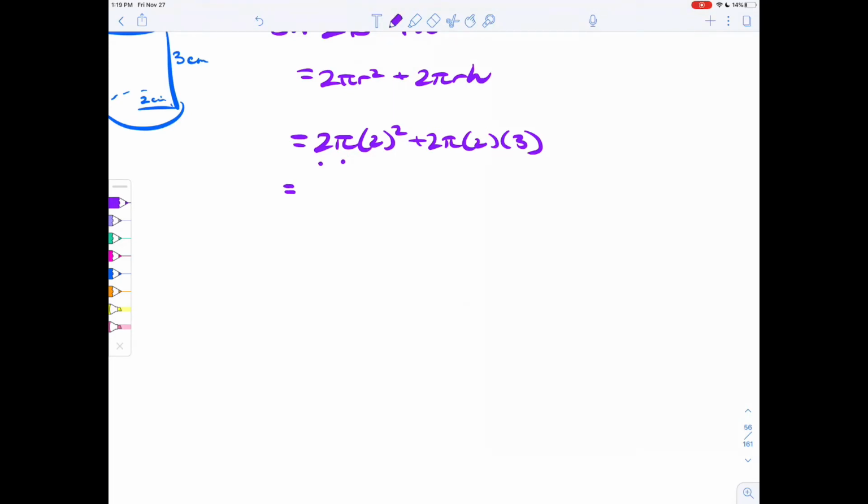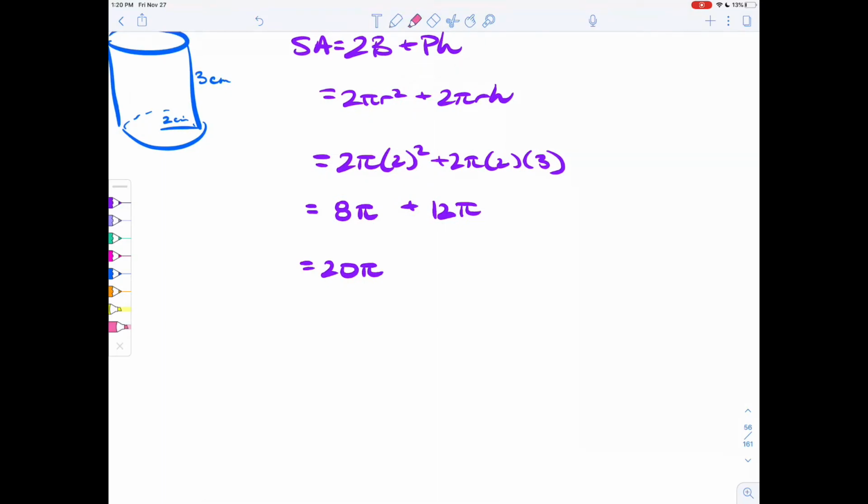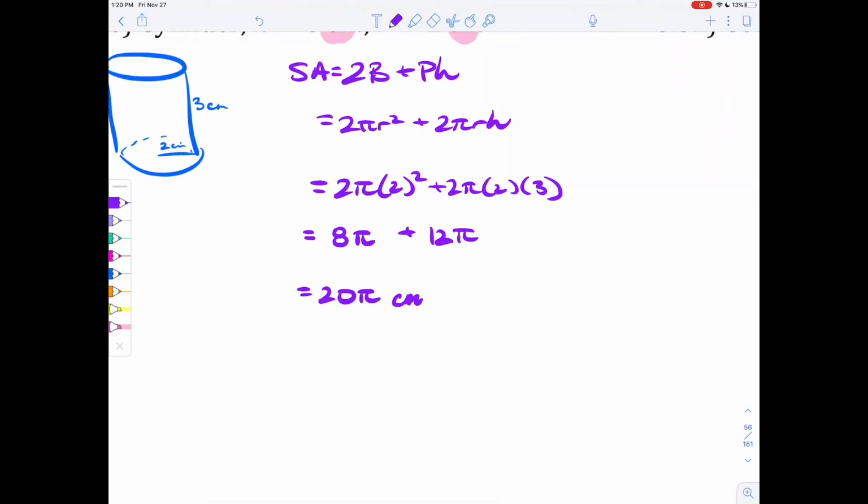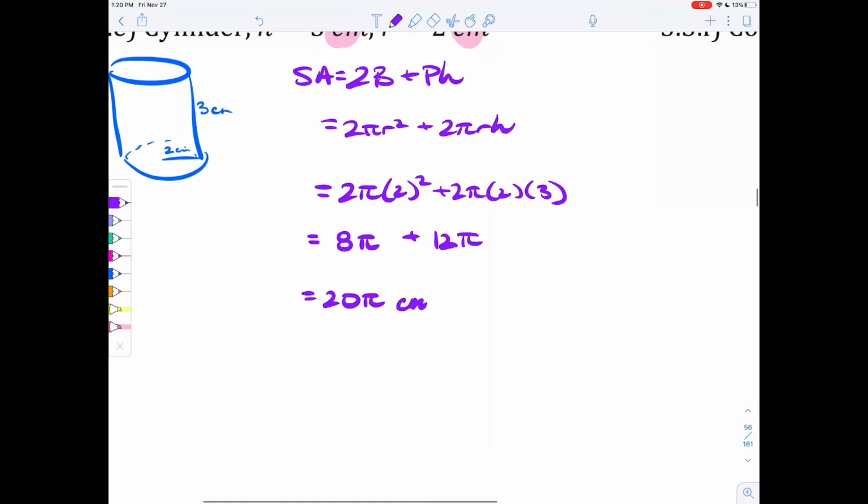we have 2 times pi times 2 squared. So that's 2 times pi times 4, which is 8 pi. And then 2 times 2 times 3 is 12, and that's being multiplied by pi as well. And just as you would collect terms if you had 8x plus 12x to give you 20x, we can do the same here and say that this is 20 pi. We had 8 pi's, we had another 12 pi's, that's 20 pi's in total. And then of course, noting that these were in centimeters, and surface area is a two-dimensional measure, so centimeters squared. That is the exact value.